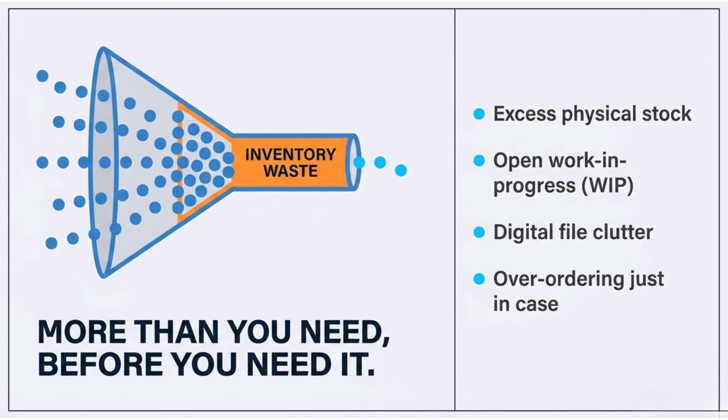Digital file clutter: folders full of outdated documents, duplicated versions and files nobody can find exactly when they need them. And over ordering, which is just-in-case type ordering, when you buy more than you actually need because you're uncertain about the demand and want to make sure you're covered.